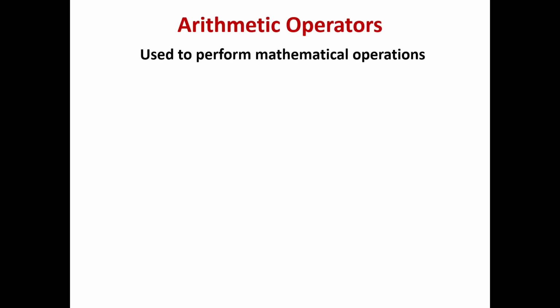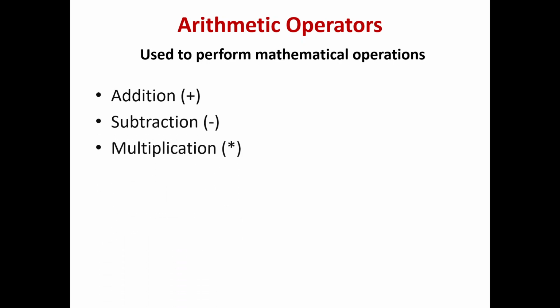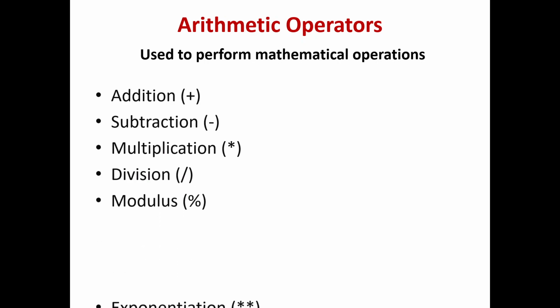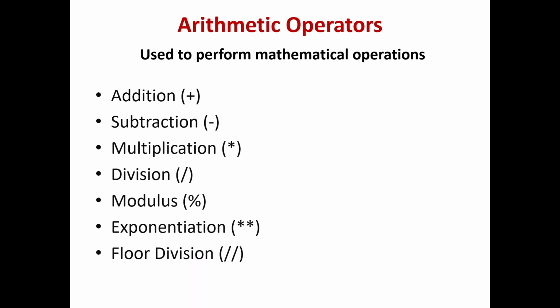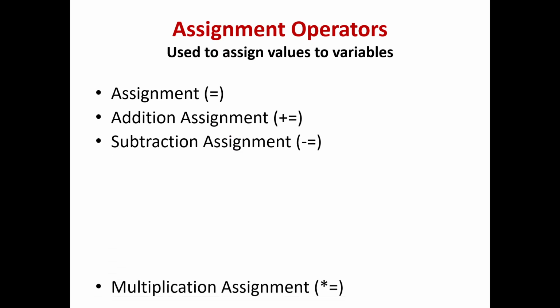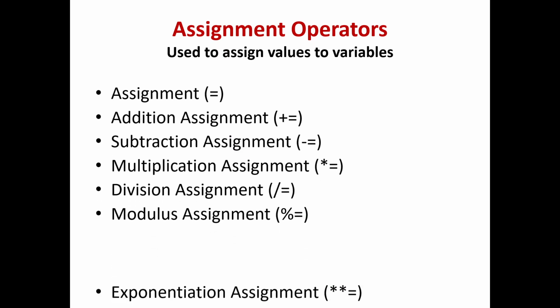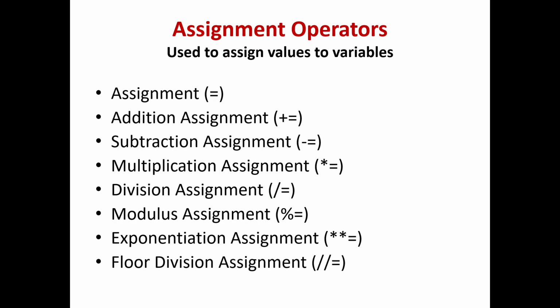The first operator that we have in Python is the arithmetic operator, which is used to perform mathematical operations such as addition, subtraction, multiplication, division, modulus, exponential, as well as floor division. We will run a simple program in which we use all these operators after this brief introduction of all the operators that we have in Python. So stay tuned. The next operator is assignment operators, which are used to assign values, like equals to, addition assignment, subtraction, multiplication, division, modulus, exponential, as well as floor division.